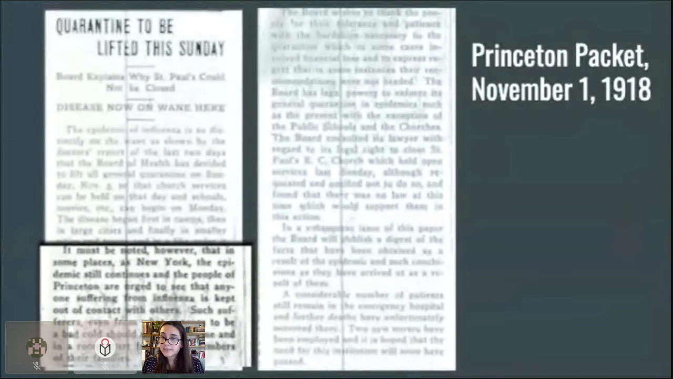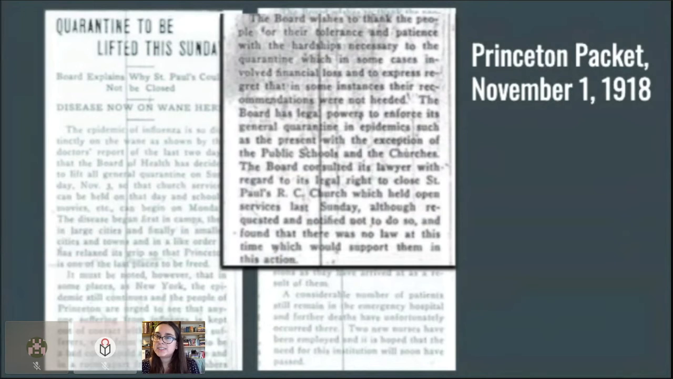Such sufferers, even from what appears to be a bad cold, should remain at home and in a room apart from other members of the family. Sounds kind of familiar. And then I love this here as well, that the board wishes to thank the people for their tolerance and patience with the hardships necessary to the quarantine, which in some cases involved financial loss, and to express regret that in some instances the recommendations were not heeded.